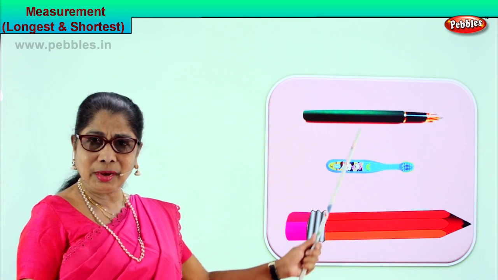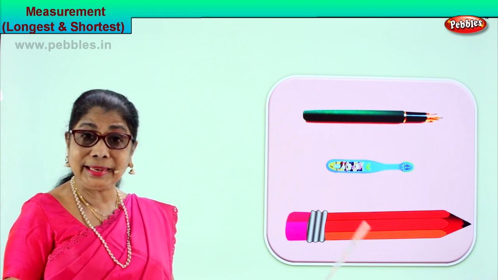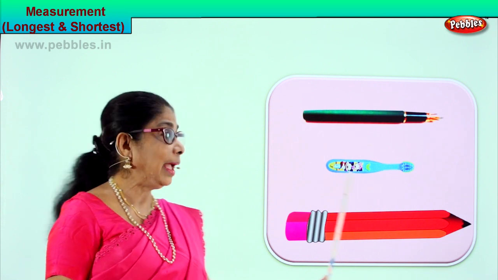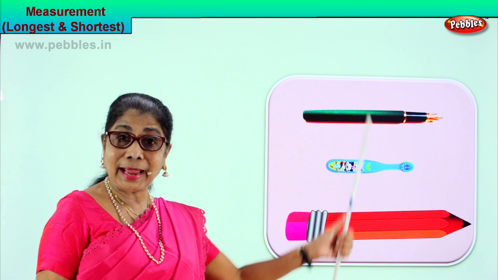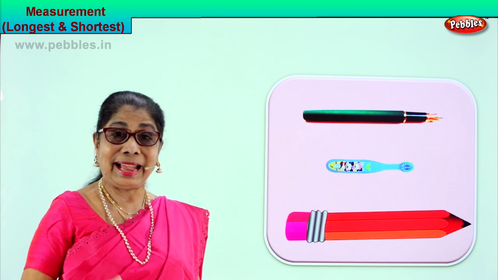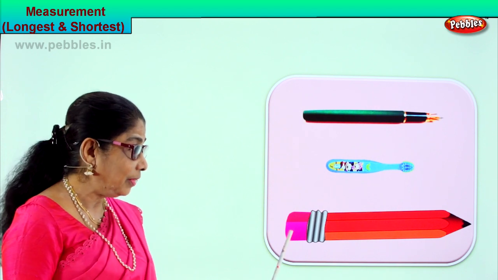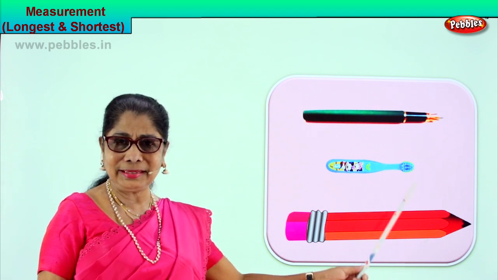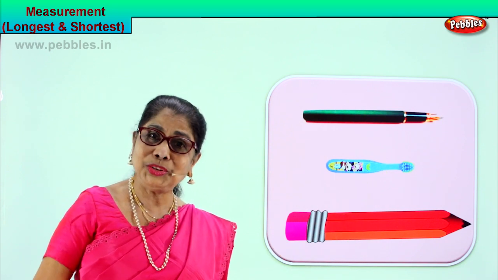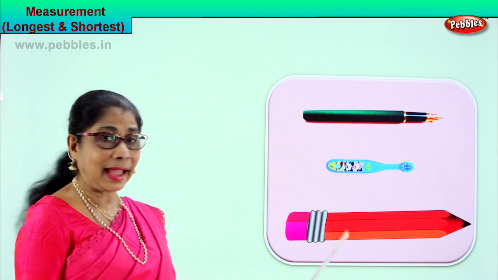Good. Next, longer? Yes, certainly the pen. But of the three, which is the longest item here? The pencil. The pencil is the longest and the toothbrush is the shortest item in this box. Yes, so we are learning two measurements. Identify the shortest item. Identify the longest item. Pencil is the longest. Toothbrush is the shortest. You compare the three items. Did you enjoy? We're going to have more pictures to understand the measurements, shortest and longest.